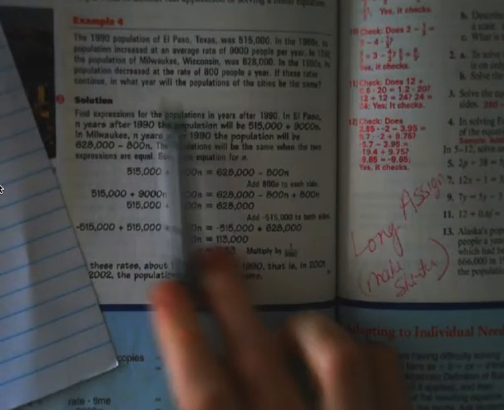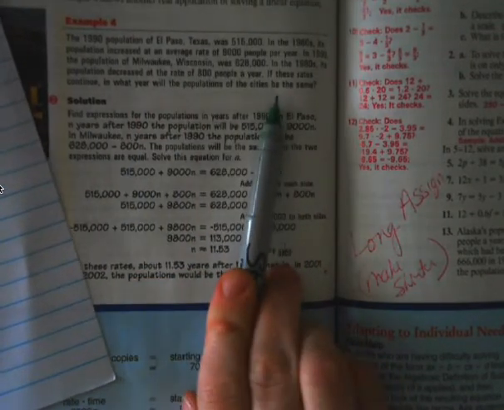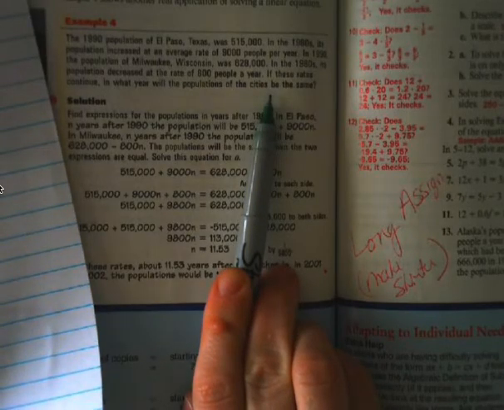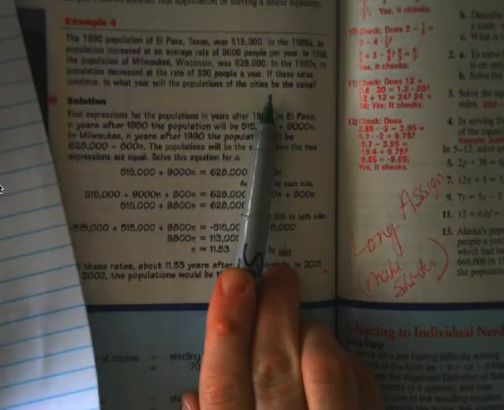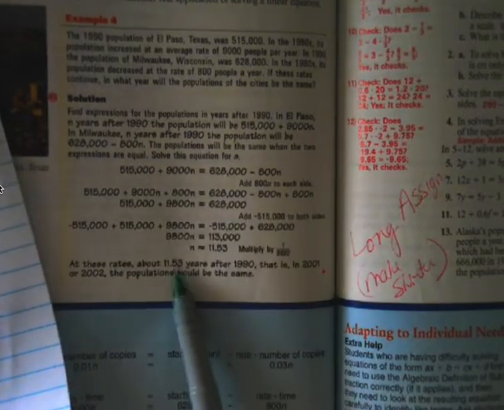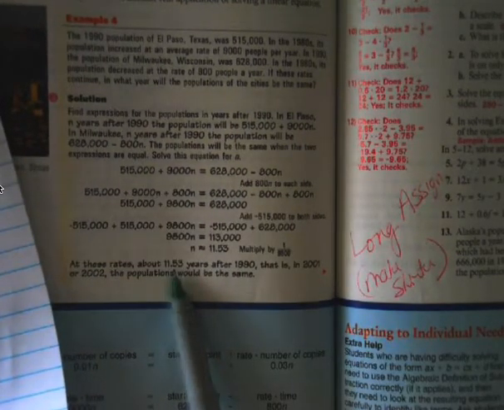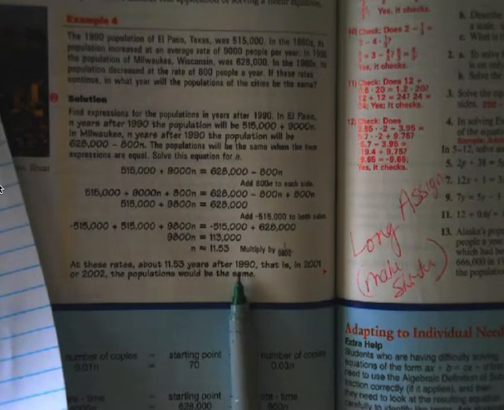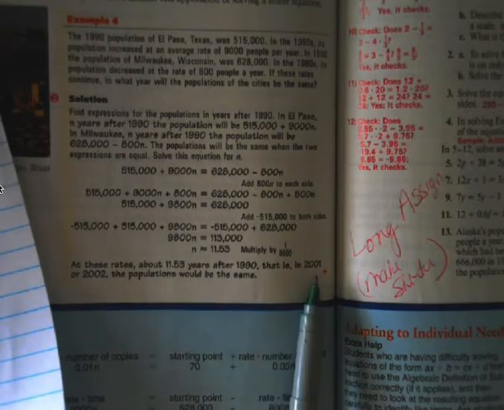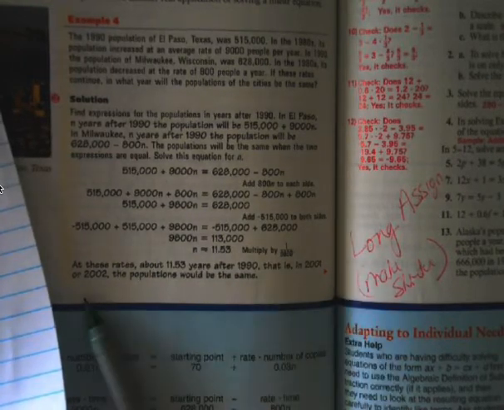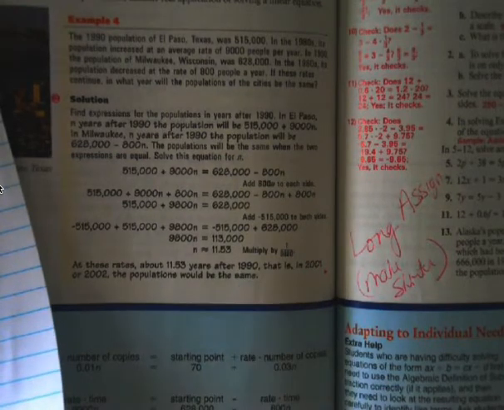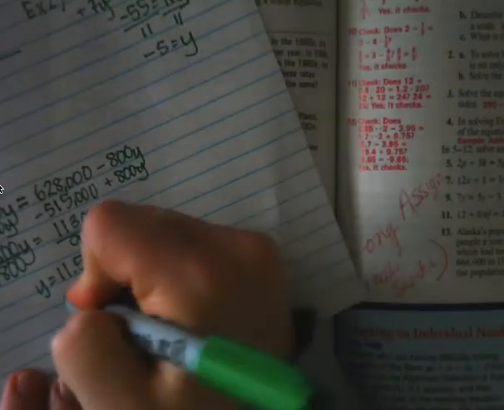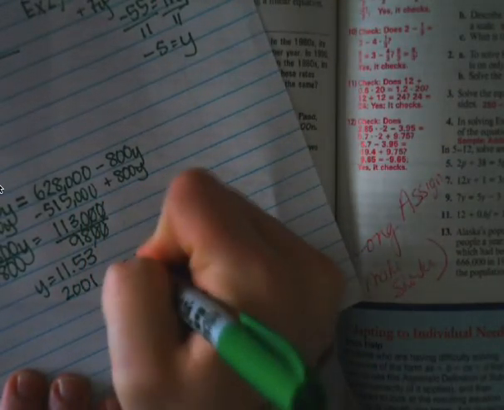Okay, the question says, in what year will the populations in the cities be the same? If we look at the explanation the book has, it's written very well. 11.53 years after 1990. So 2001 or 2002, depending on when in 1990 they were taking this data. Okay, so either 2001 or 2002.